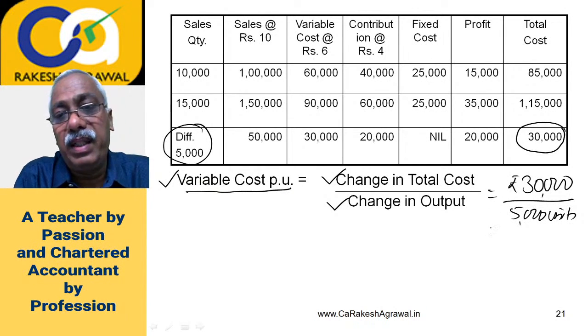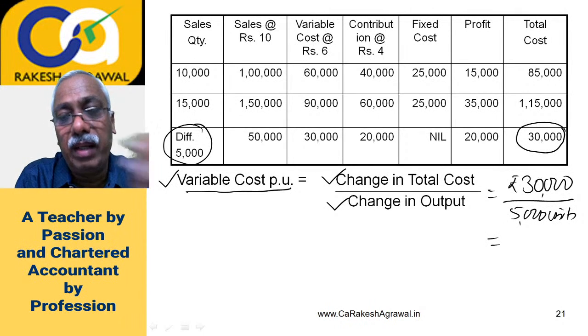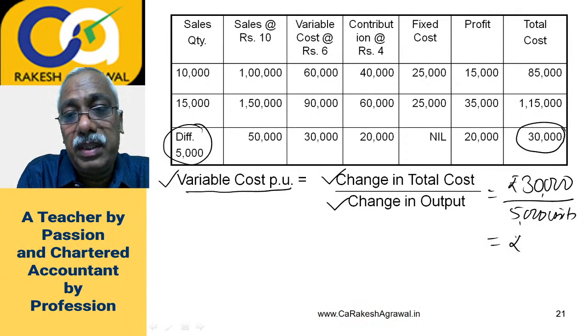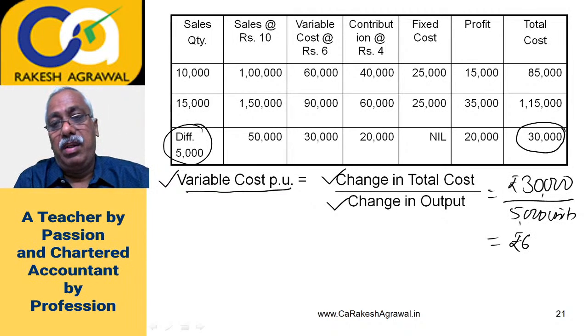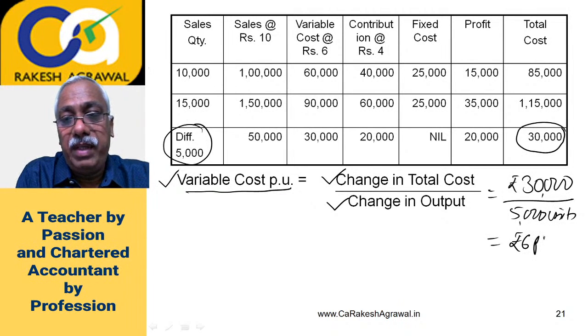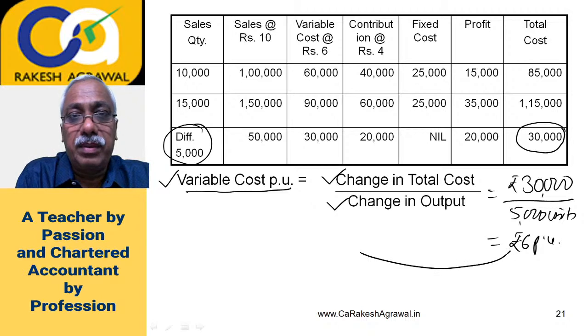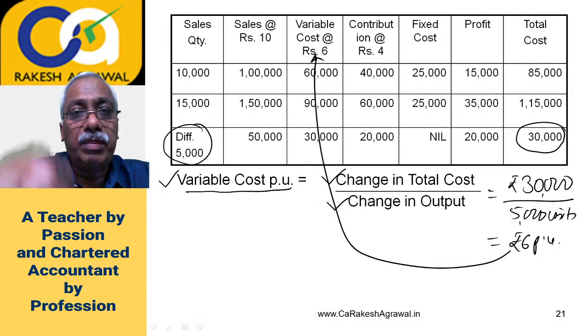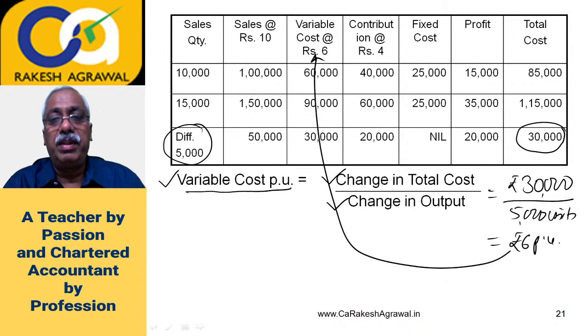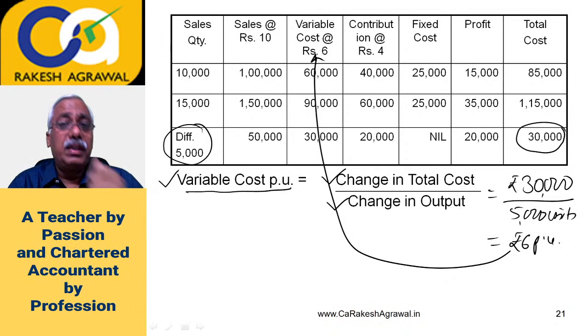Friends, if you divide 30,000 by 5,000, if you are keeping a calculator with you, you will get rupees 6 per unit. Rupees 6 per unit. My dear friends, 6 per unit is your variable cost. It was your variable cost per unit. So you'll get the variable cost per unit. Are you getting it? Now why is it working?